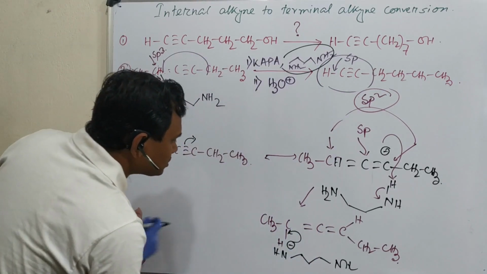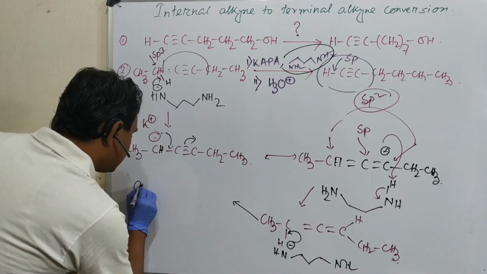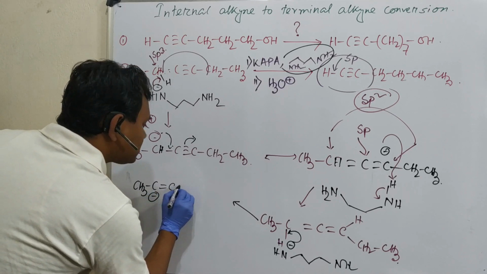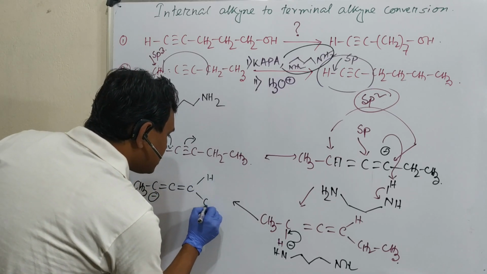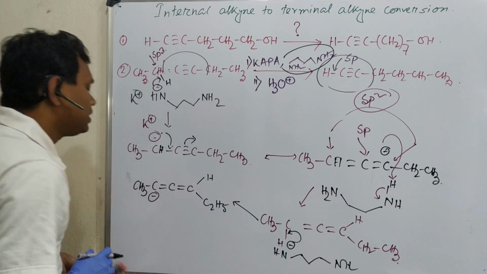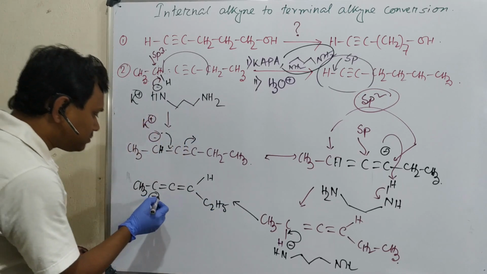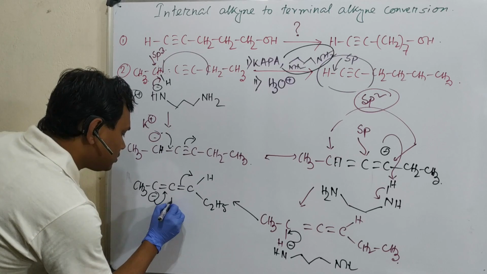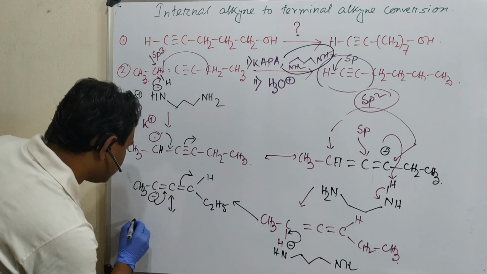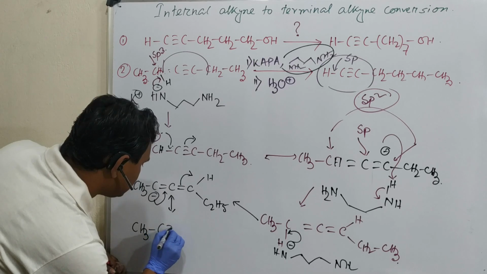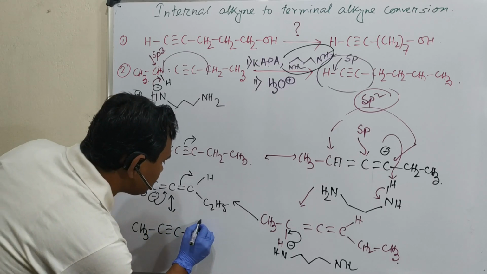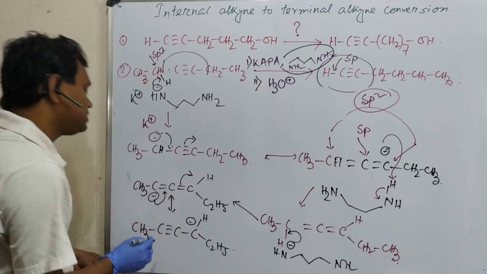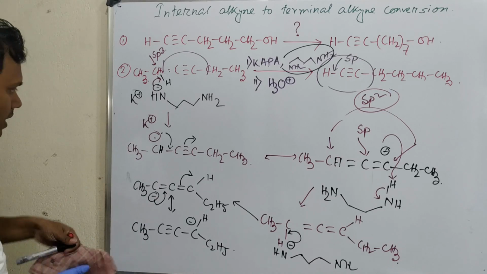So the carbanion looks like CH3, C minus, double bond C, double bond CH, C2H5. Okay. Now this carbanion can undergo rearrangement, meaning this charge comes here. So the resonance or canonical form is CH3, C triple bond C, C previously H, right now a negative charge, C2H5. So this is the resonance canonical structure. So now what happens?